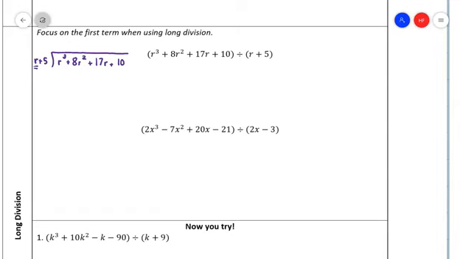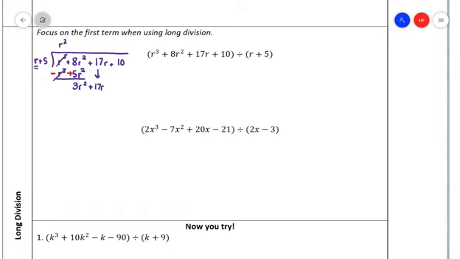Focus on the r. So to get from r to r cubed, I would have to multiply by r squared. So r squared times r is r cubed. r squared times 5 is 5r squared. Then I'm going to change both of those signs because we are subtracting that entire thing. So these two will cancel. 8r squared minus 5r squared is 3r squared. Drop down the next term.